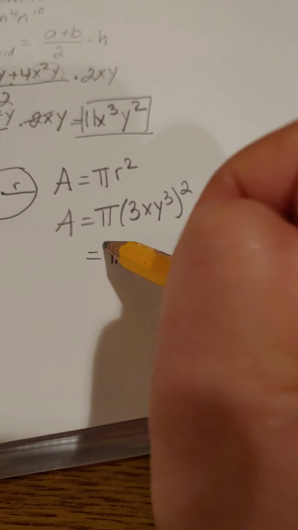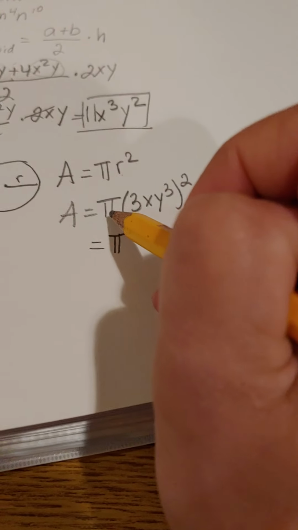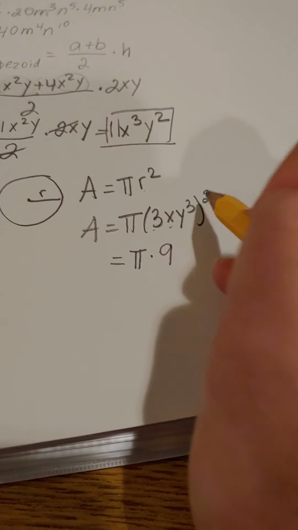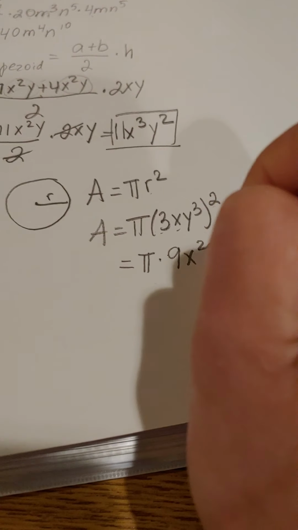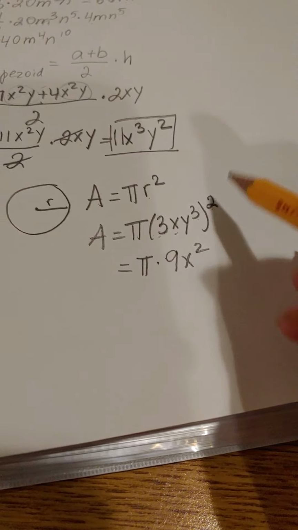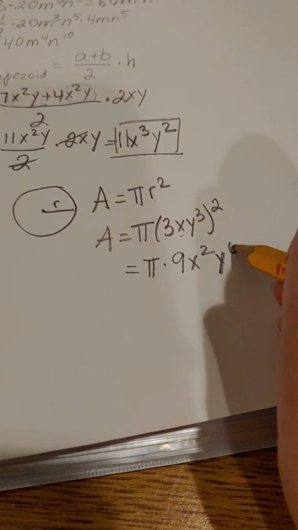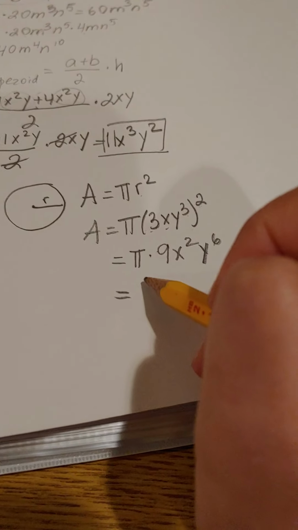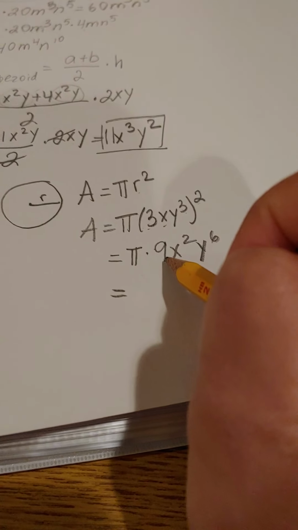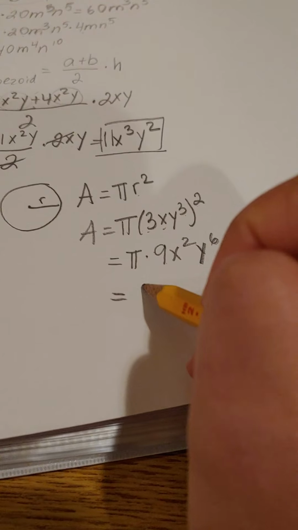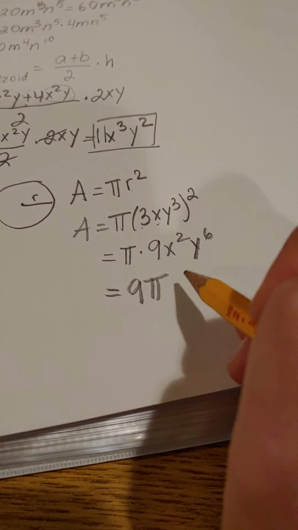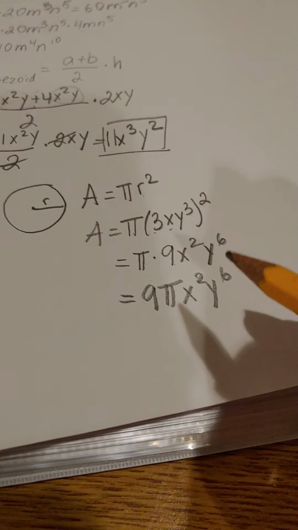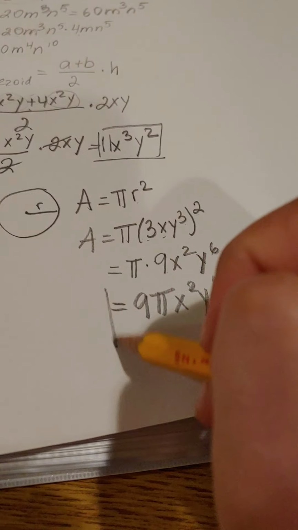So pi is not going to be raised to any power. 3 to the second power is 9. x to the second power is x squared. y to the third power raised to the second power is going to be y to the sixth power. So this is almost our final answer. All we have to do is just put 9 in front of pi, because the number goes first before anything else. So this is my final answer for the area.